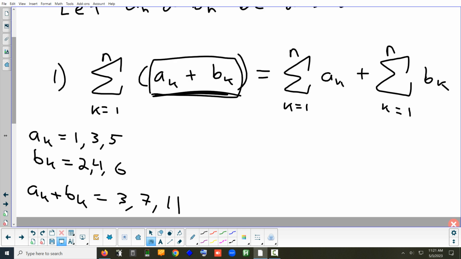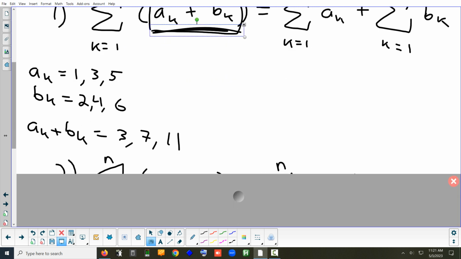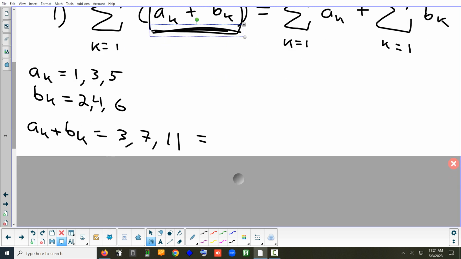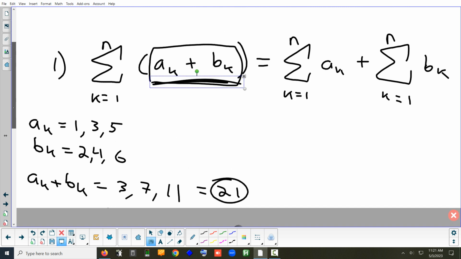Now this says add up all the numbers you just wrote down. So what's 3 plus 7 plus 11? 21. Okay, so you get 21 doing it the way on the left.